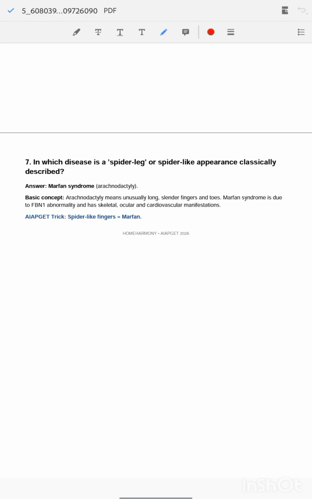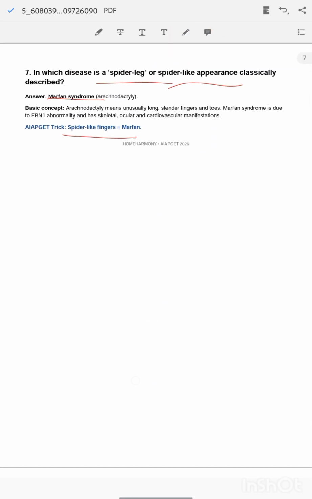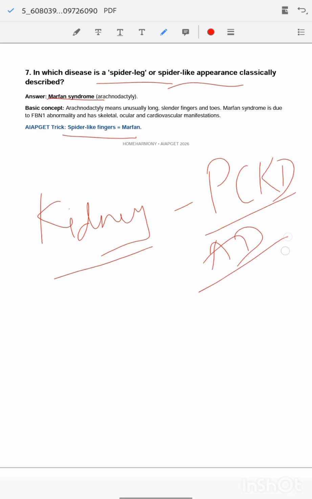Where do you see a spider leg deformity or spider leg appearance? So, we see spider legs in Marfan syndrome. In kidney, we see it in polycystic kidney disease, autosomal dominant.